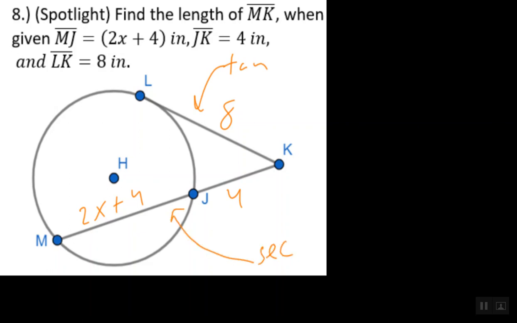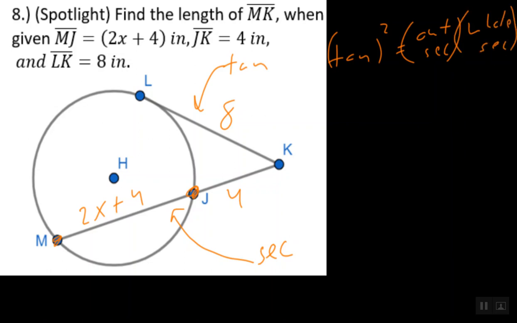By the way, we know it's a secant because the line touches 2 points on the circle and goes inside and outside of the circle. So what's our rule for when we have a tangent and a secant? Well, it's always going to be the tangent squared is equal to the outside secant times the whole secant. Okay, that's kind of our rule. Or put another way, we could say LK squared is equal to KJ times KM.